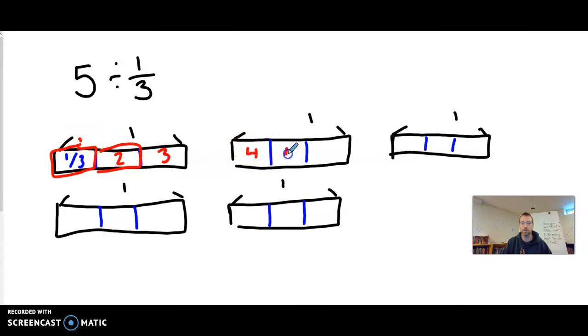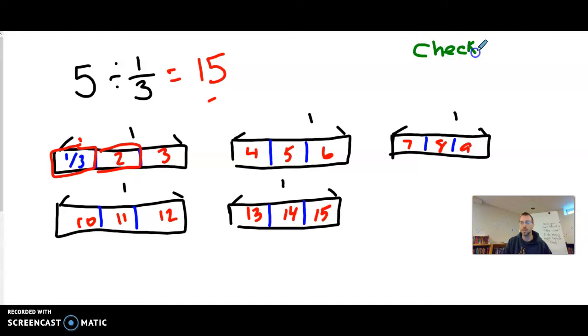Well, this is going in a fourth group. 5, 6, 7, 8, 9, 10, 11, 12, 13, 14. We're going to have 15 total groups. And each of those 15 groups are going to have 1/3 in it, which is going to give you 5 wholes. And really, if we stop and think about this for a moment, we should always, as some of us have been getting more in the habit of, put in a check.